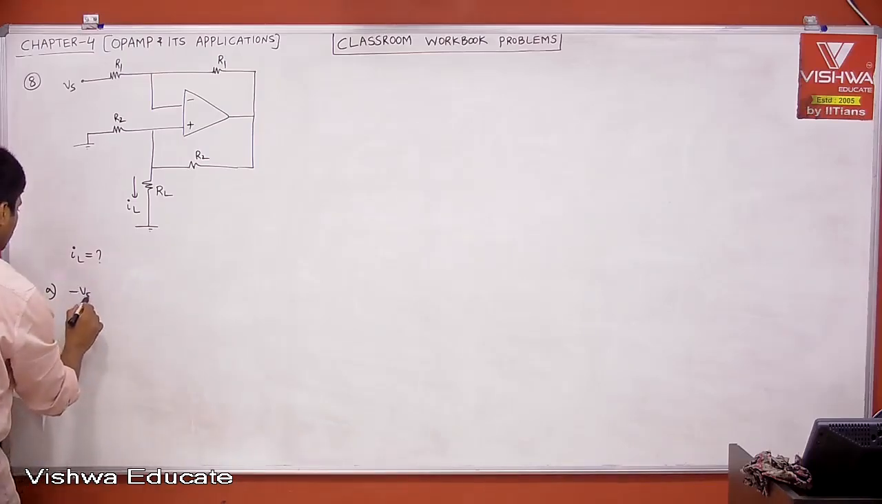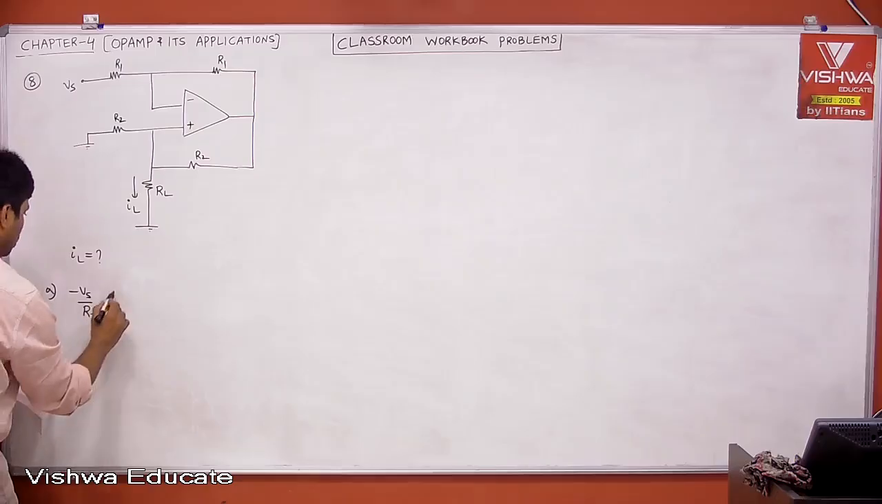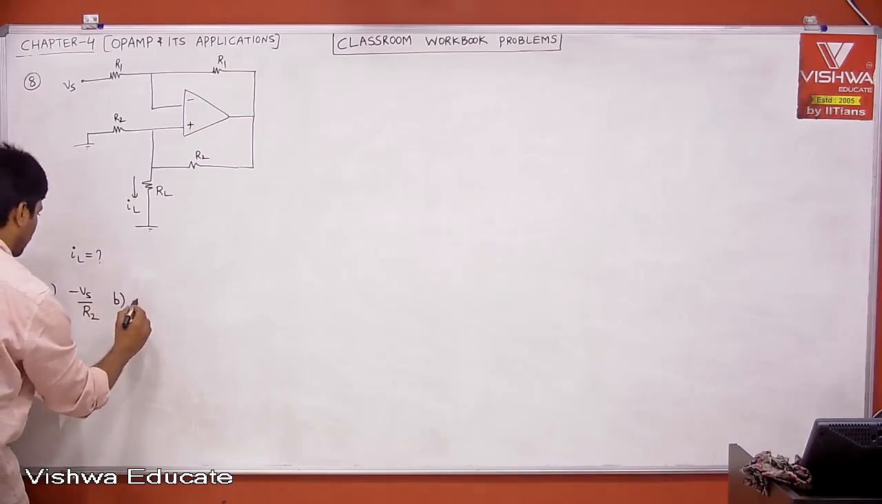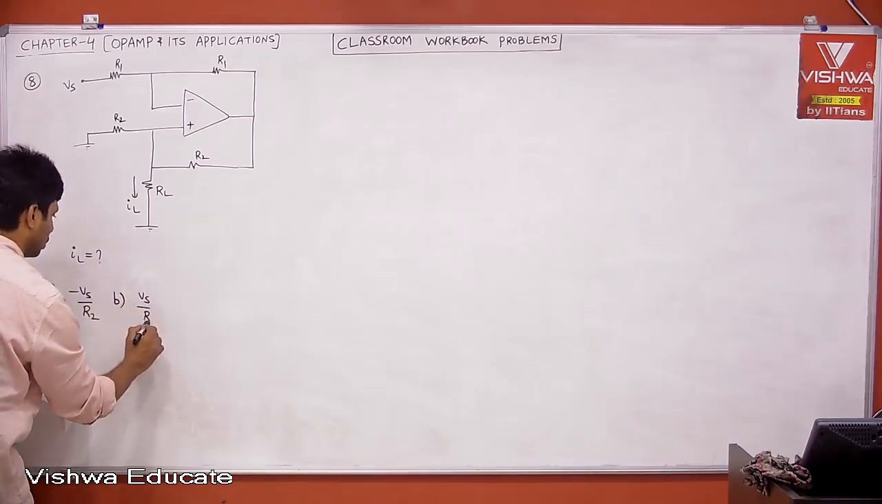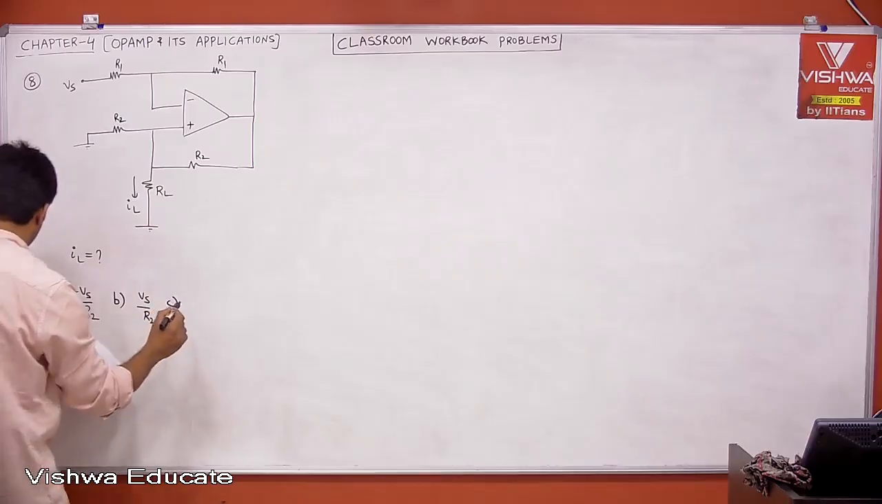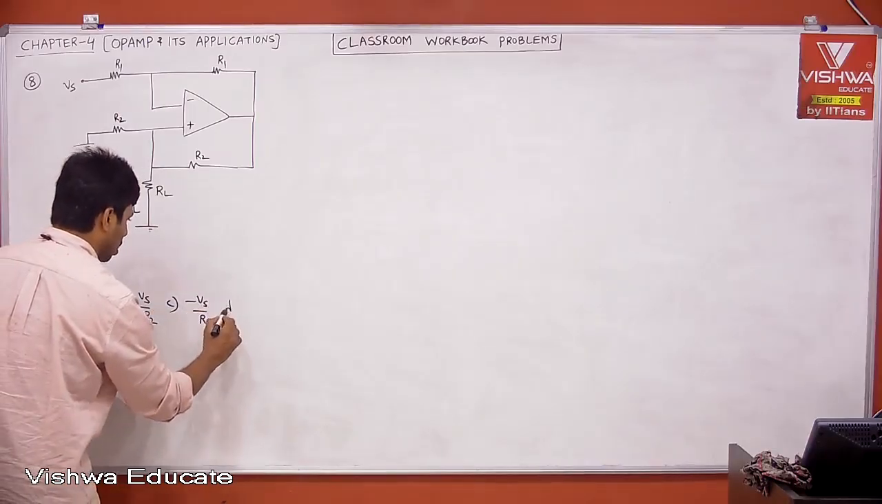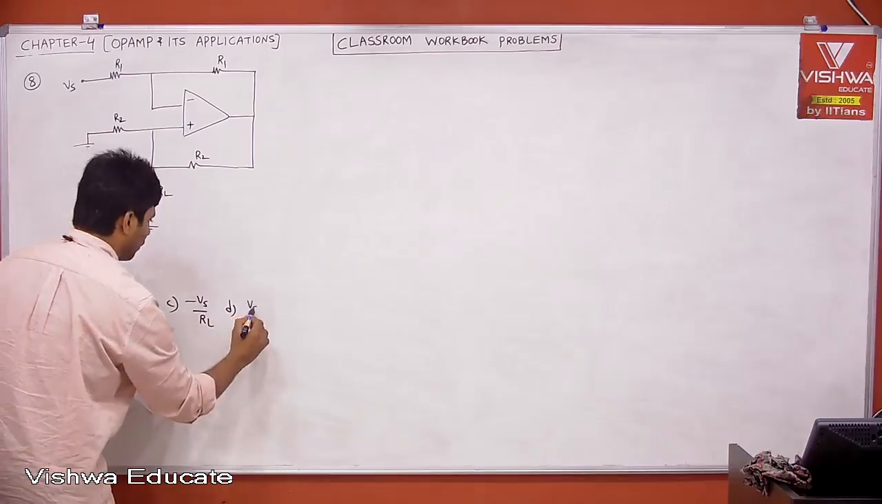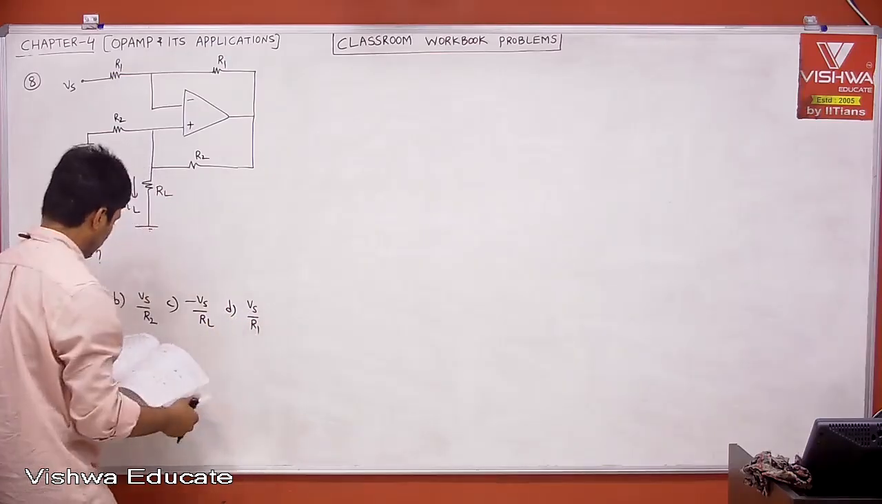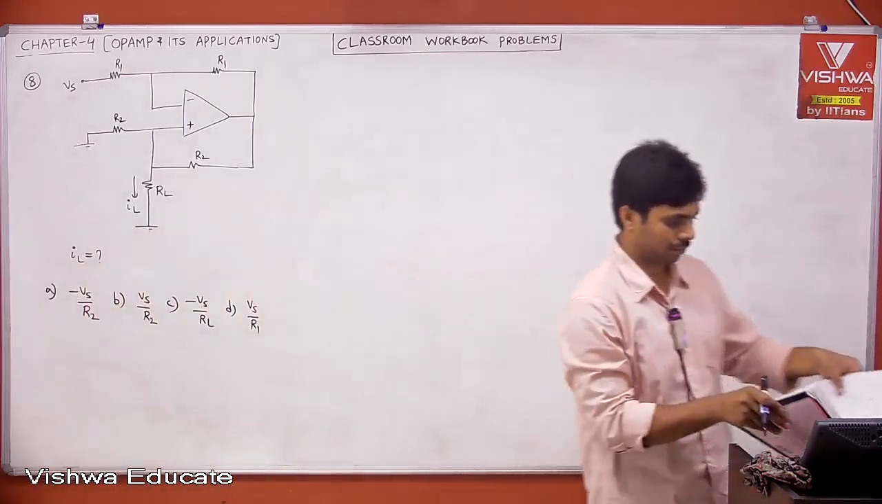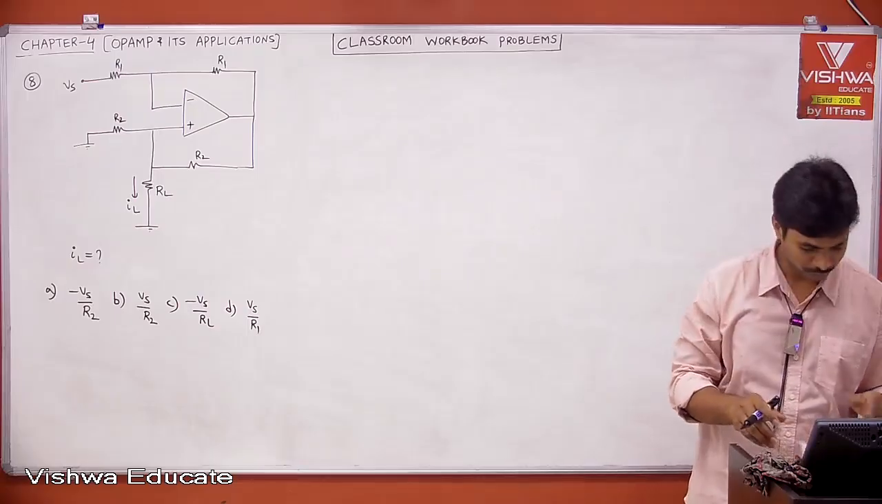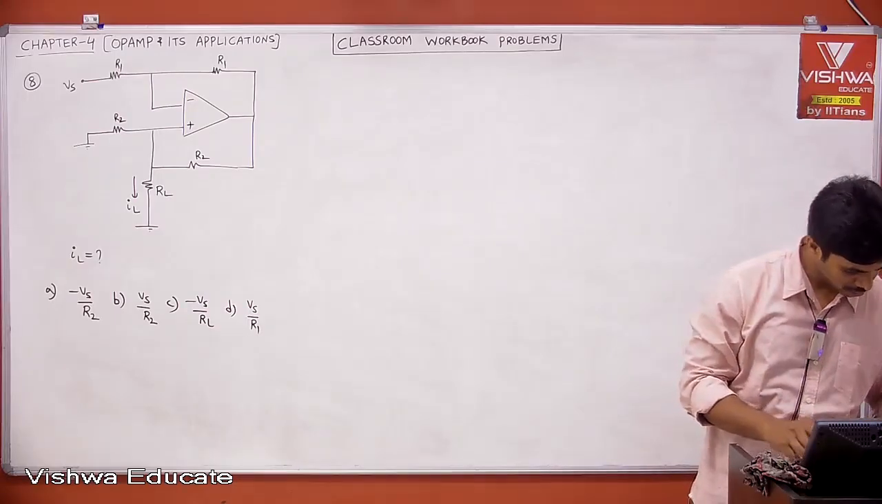Option A: minus Vs by R2. Option B: Vs by R2. Option C: minus Vs by Rn. Option D: Vs by R1. Okay. Problem number 8, right? Okay.